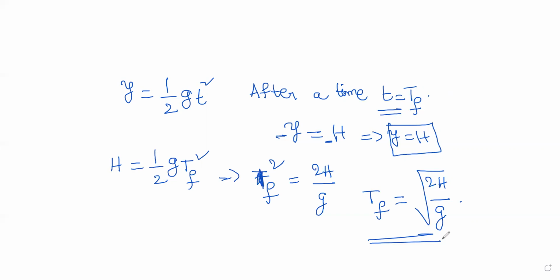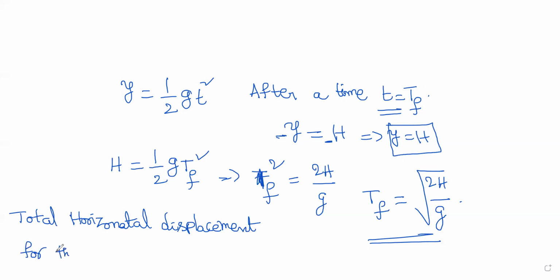And now what is the x displacement during this time? That is called the total x displacement, the total horizontal displacement for the entire journey. That is called range. Okay, so we had to find the range of the projectile.